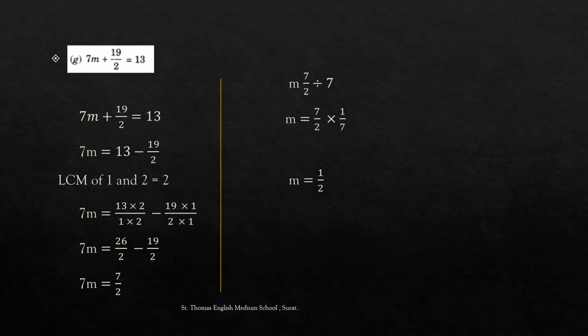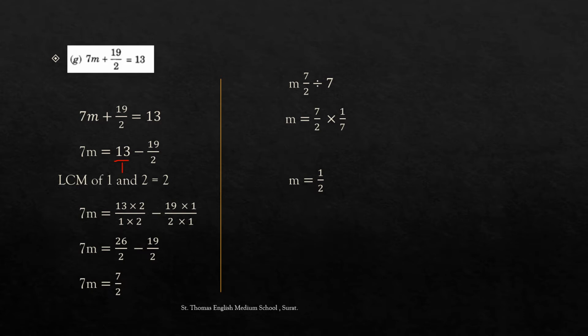Question number G. 7m plus 19 by 2 is equal to 13. Write the question once again. Now 7m is equal to, write RHS first, 13 plus 19 by 2. If it goes here, it becomes minus 19 by 2. There is no denominator for 13, so you can write it as 1.